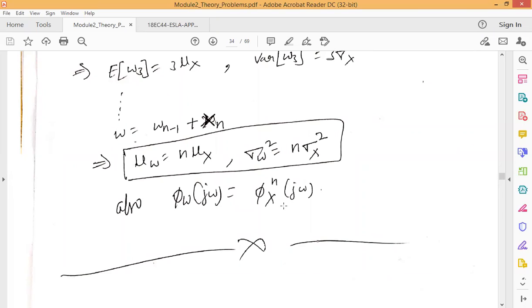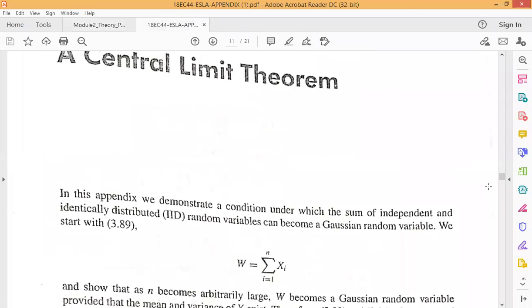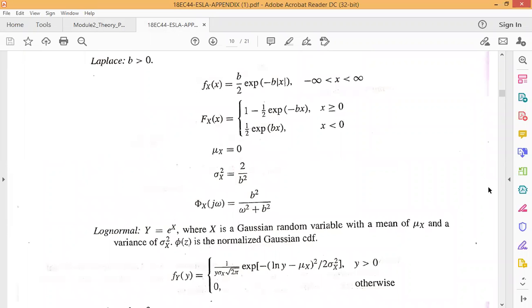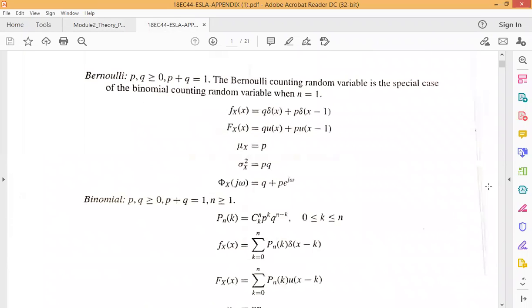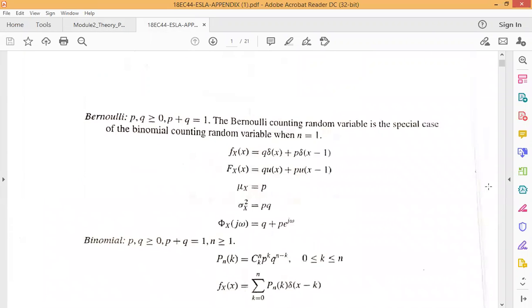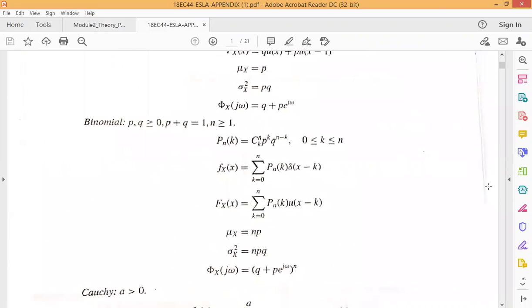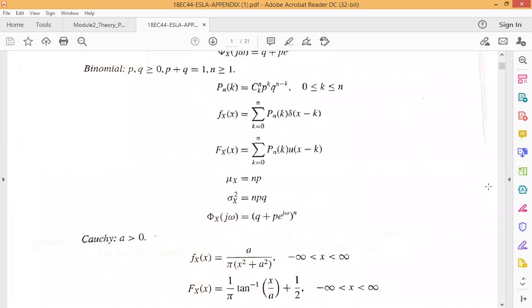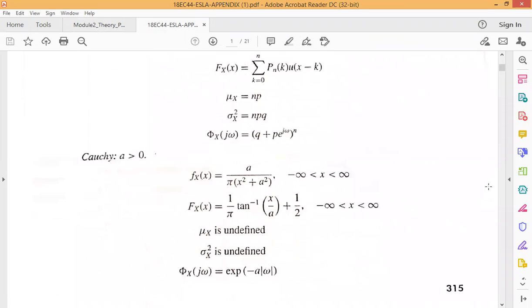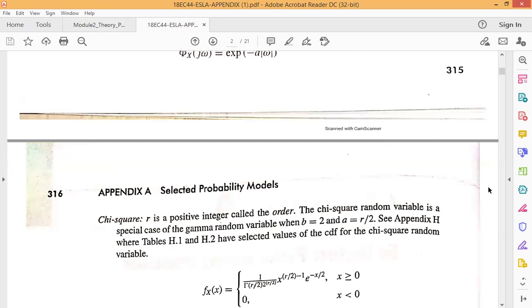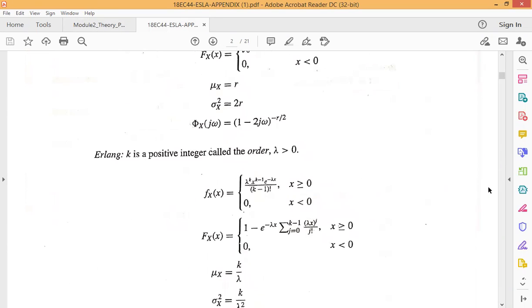Depending on the type of the variable that is given, we will have the corresponding characteristic function, which is given in the appendix. If you look at the appendix, you can see that for different variables the characteristic function is given. For Bernoulli, phi x of j omega is q plus p e to the power j omega. For binomial, phi x of j omega is equal to q plus p e to the power j omega, whole to the power n, and so on. For each different kind of random variable, the characteristic function is given.